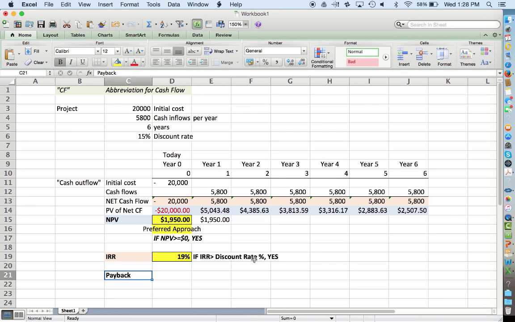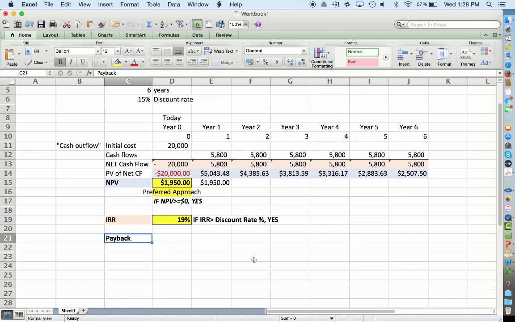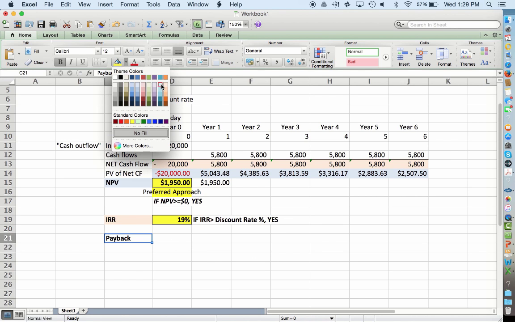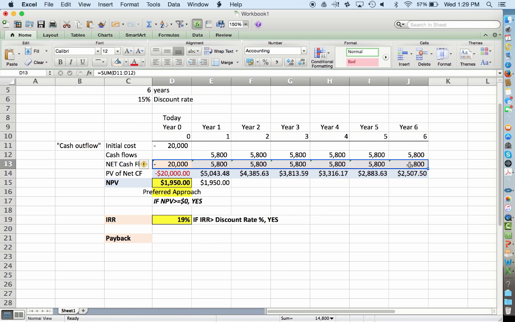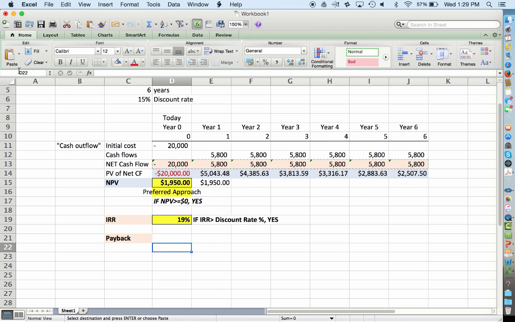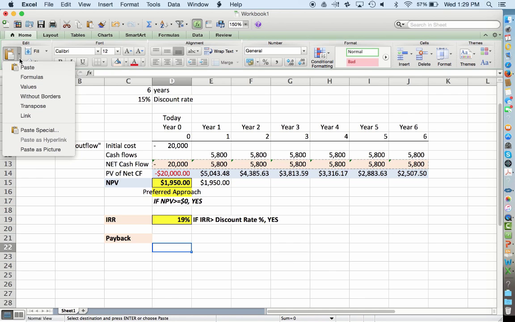So payback also uses the net cash flows. But we look at them in a little different way. So here's what I do to get payback. I take the net cash flows. I copy them. And then there is a function over here. I do paste special. And I check values, and I check transpose.